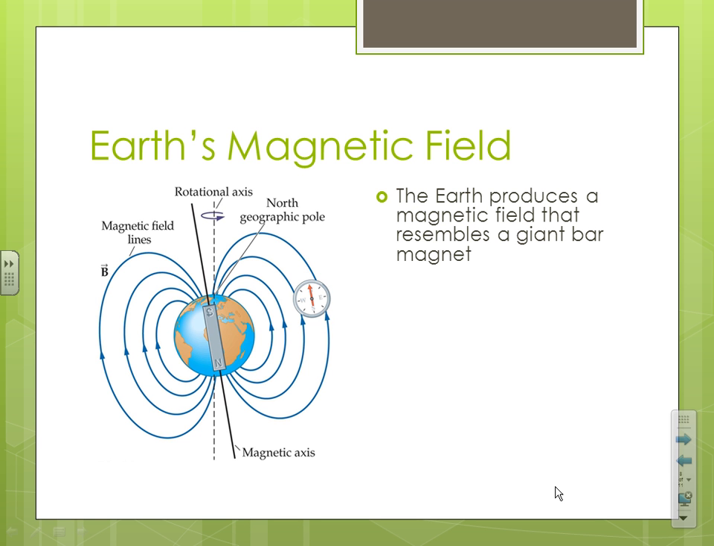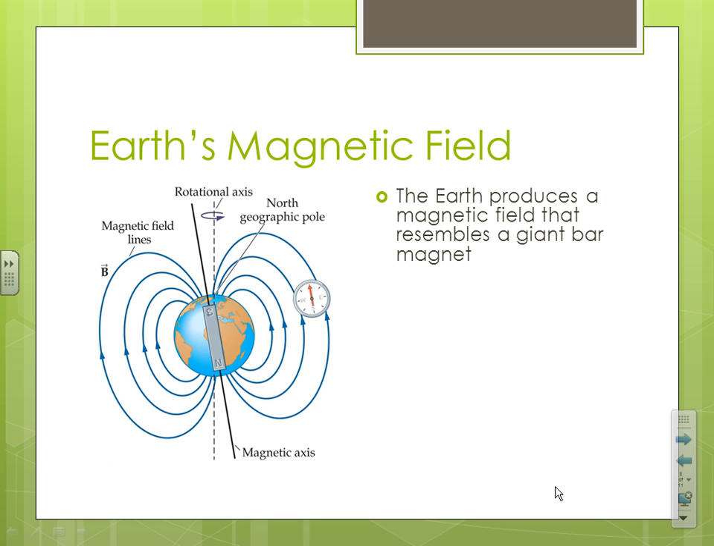We call this side of the magnet the North Pole because it points north. But if it's pointing towards the north, that wouldn't be the North Magnetic Pole, right? Because the North Pole of this magnet is attracted to the South Pole of other magnets. So what we call the North Pole of the Earth is really the South Magnetic Pole.